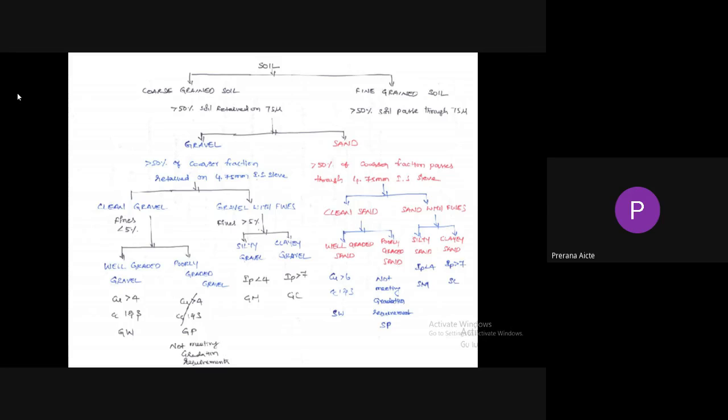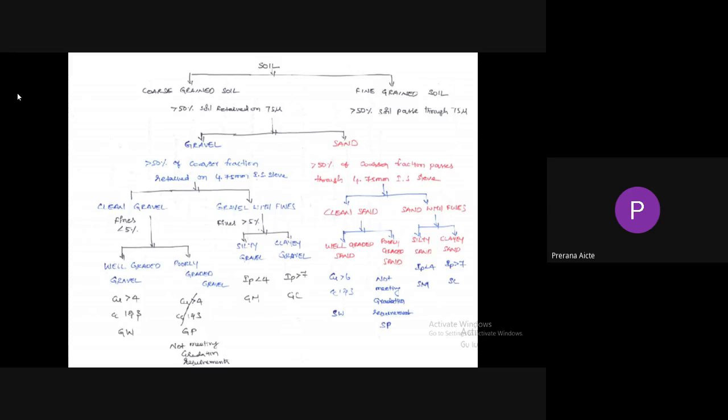The sand is called sand with fines when fines are greater than 12%. So a small correction: it is not 5%, it is 12%. When fines are greater than 12%, then it is called sand with fines.